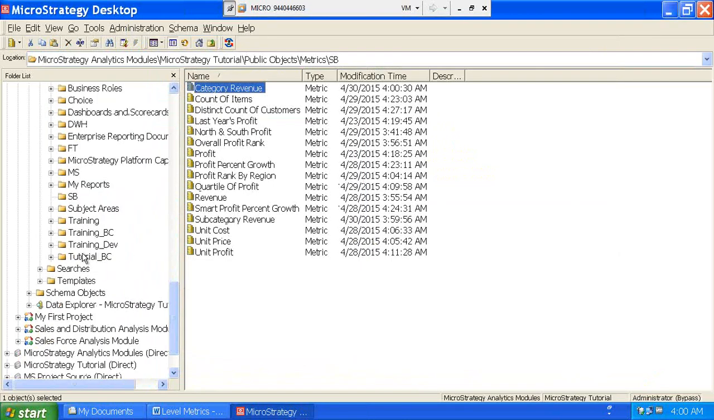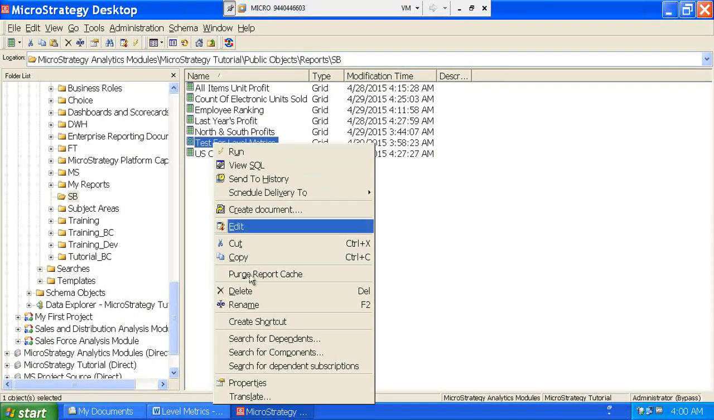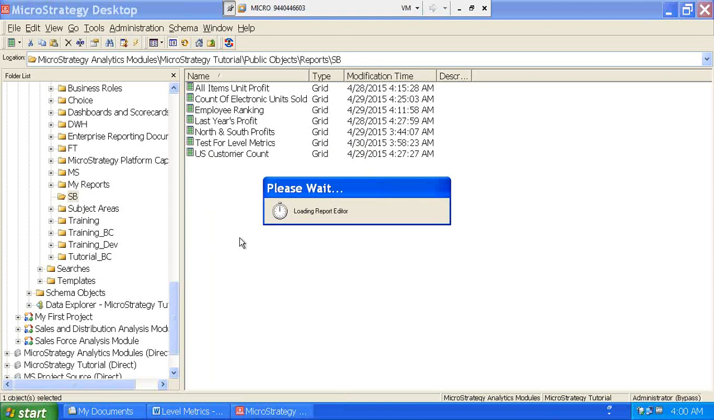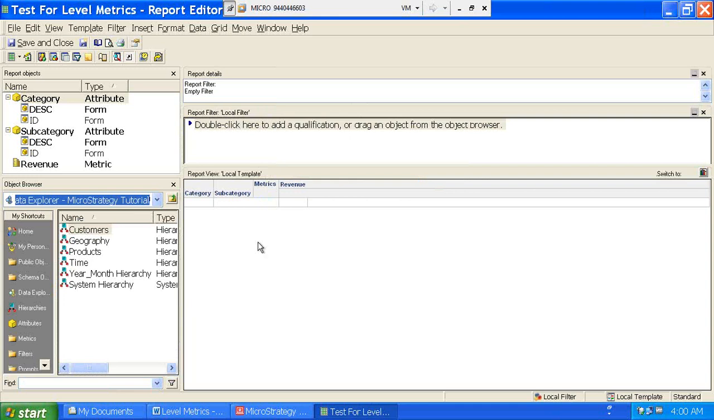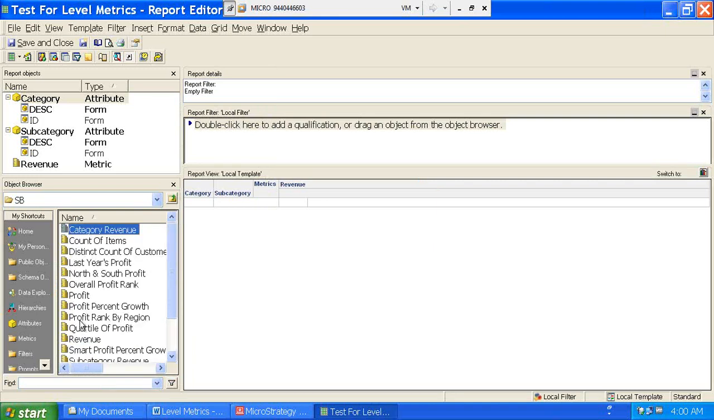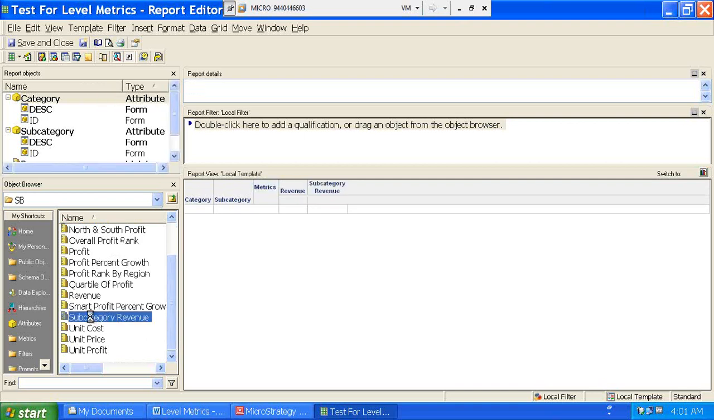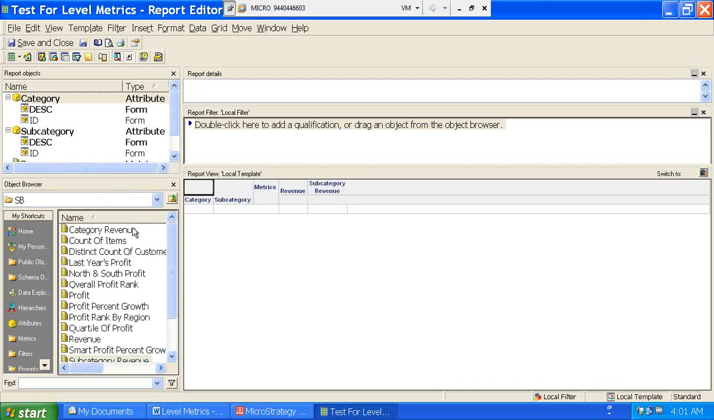Now same level metrics, now I am going to apply them on my test for level metrics report and conclude something. Conclude that in report level, metrics are calculating at lowest attribute level. To conclude that, what I am doing is, from the attributes that I have created already, subcategory revenue I created, category revenue I created. Now run the report.